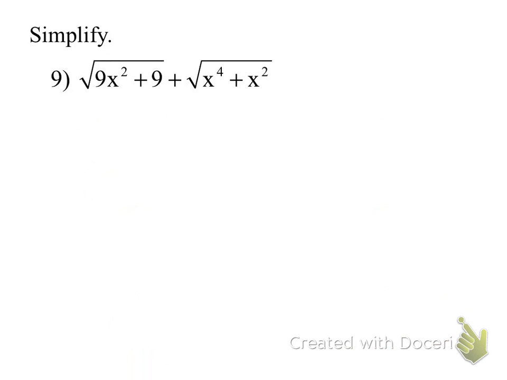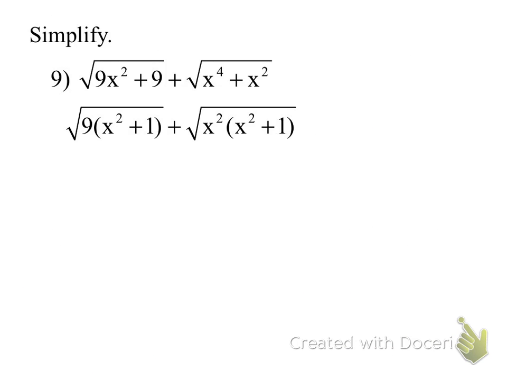Okay, in this case, what do I have to do first before I get started? What do you think I can do in the first term? Pull out a 9. Factor inside. I can factor that, and so I'm pulling out a 9. Now, I can take the square root of 9, but not x squared plus 1. So 3 times the radical x squared plus 1.